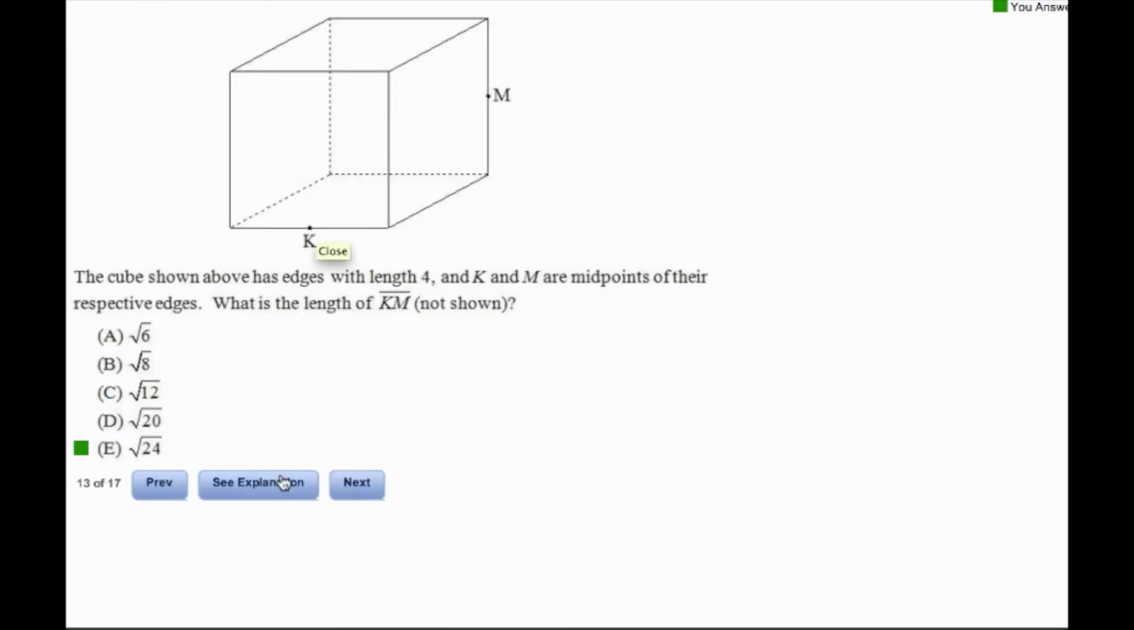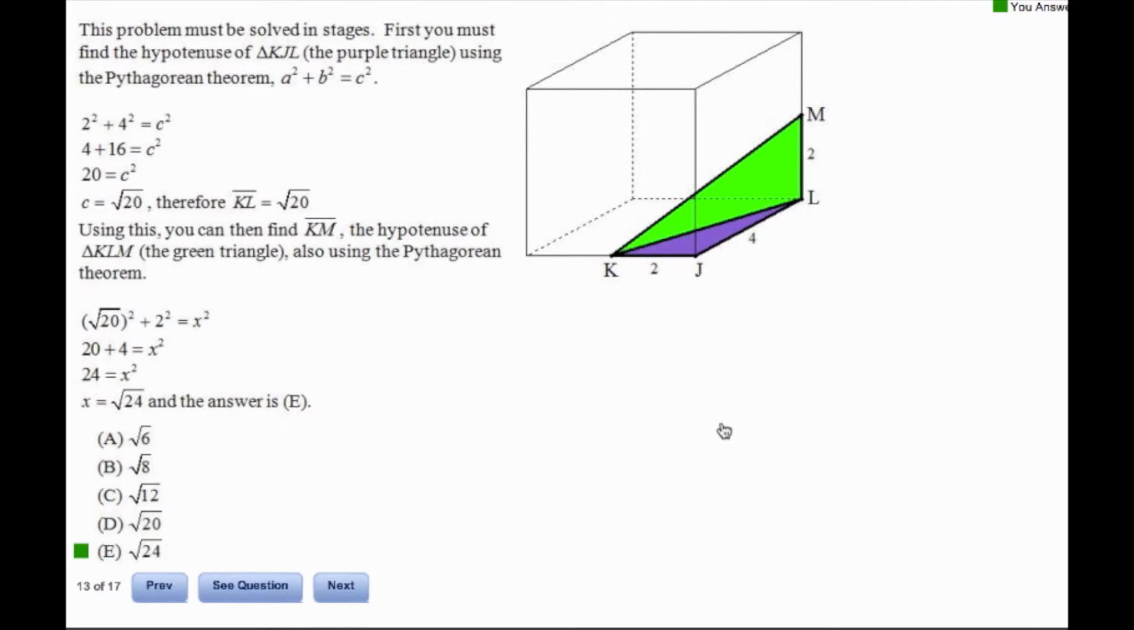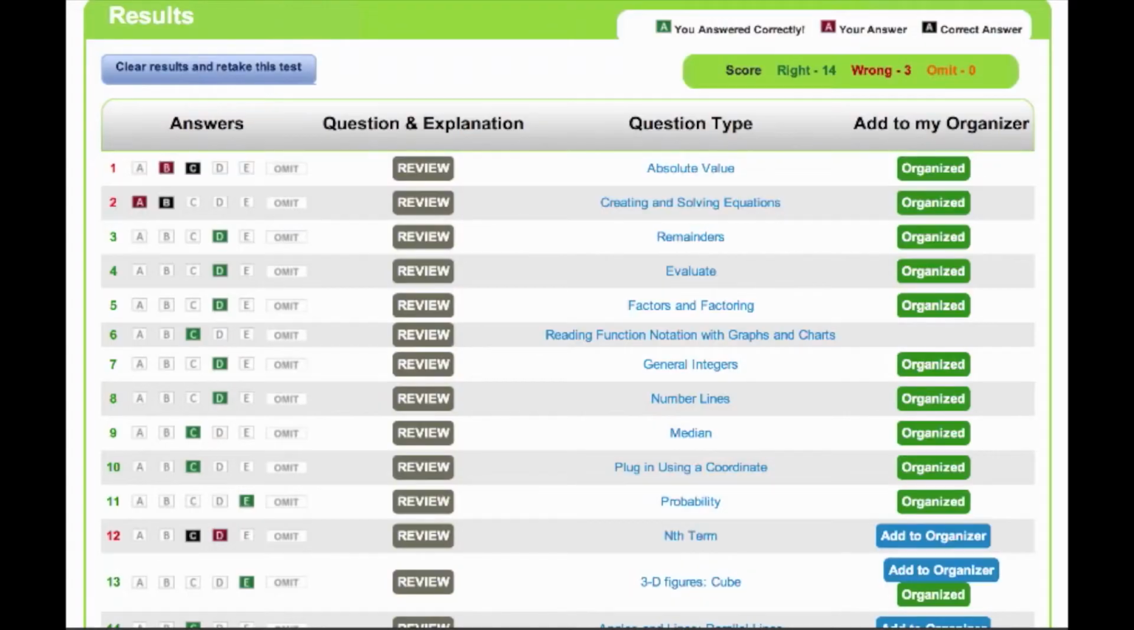So you walk through a problem like this and you're trying to find the distance from K to M through that box, and when you look at the explanation you go, oh, I get it. A squared plus B squared equals C squared, and A squared plus B squared equals C squared. So once I get this side, I can do it again and I can find this length. You may say, I totally get it, but I definitely benefit from seeing more like it.